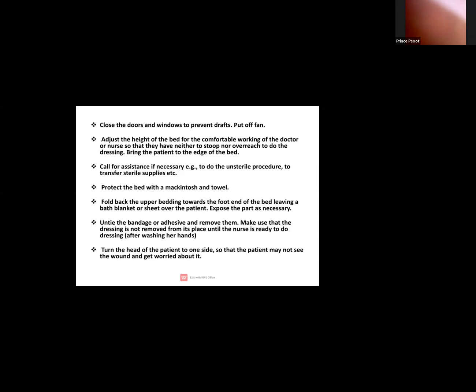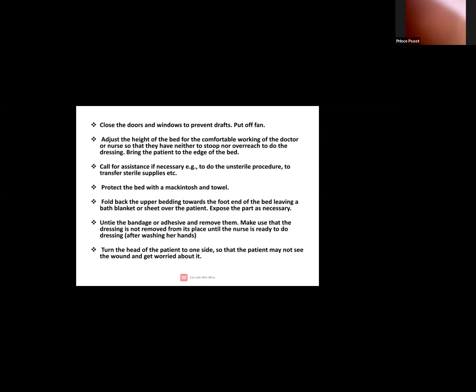So do the sterile procedure for you when you are trying to do the sterile dressing. That one will be helping with the sterile part, then to transfer the sterile supplies and so on. That's what you need an assistant for. Then protect the bed with a mackintosh and a towel.